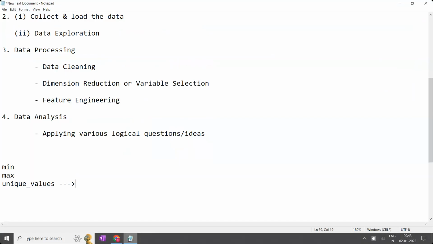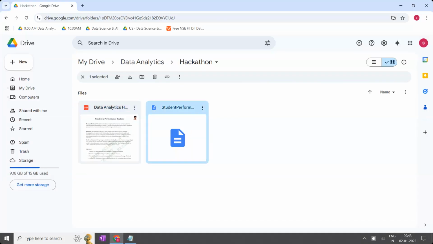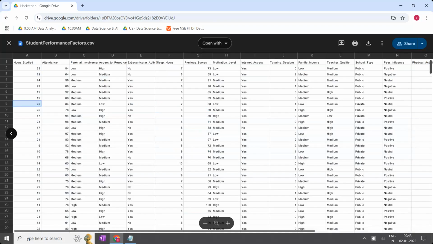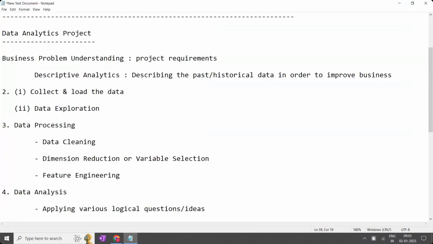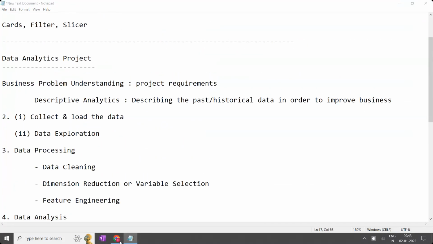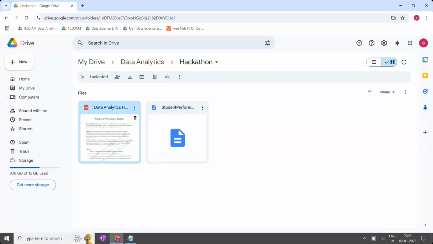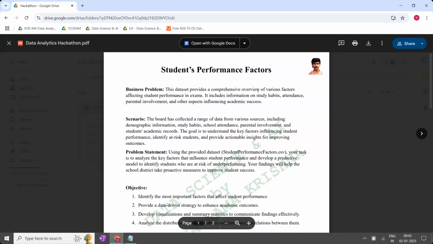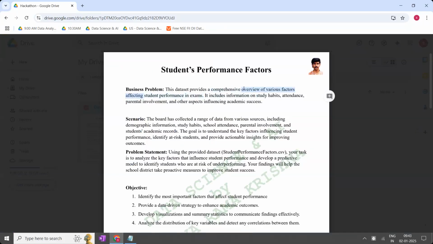Okay, now what have they given to us? From this, we are going to understand. Now coming to the actual point of analysis: what is meant by analysis and how we have to do the data analytics project. For my business problem, what is the business problem? For this data set, the business problem is an overview of various parameters affecting the students' performance in the exams. This is the main point.